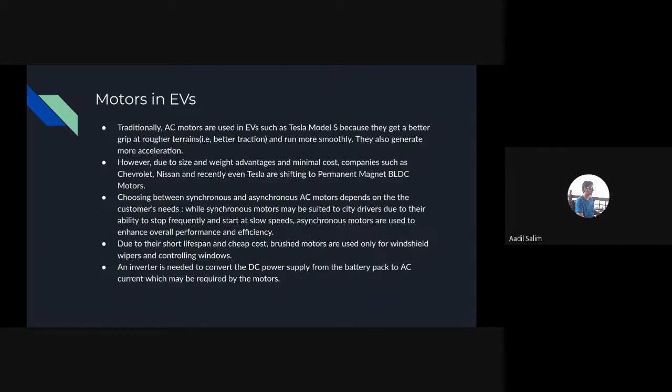And there is also an inverter that converts the DC power supply from the battery pack to AC current, which might be required for the motors. The reason I mention this is because the inverter also comes under an electrical machine, and it's quite an important part in an EV.